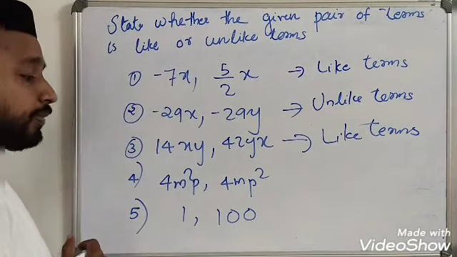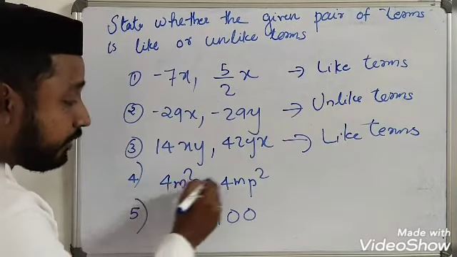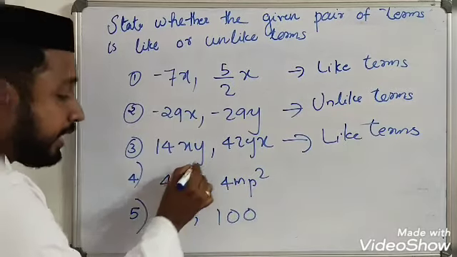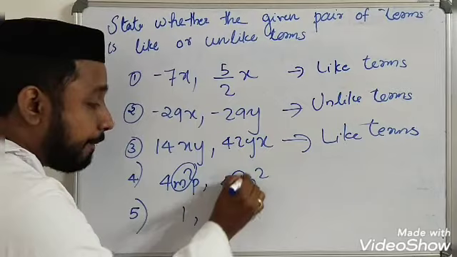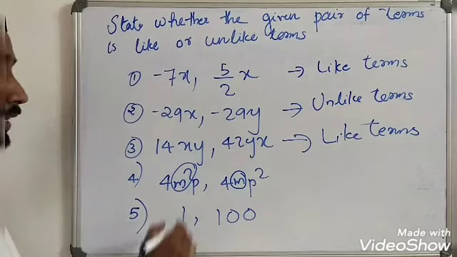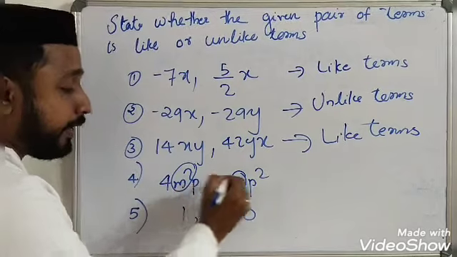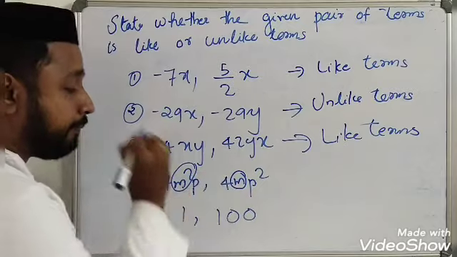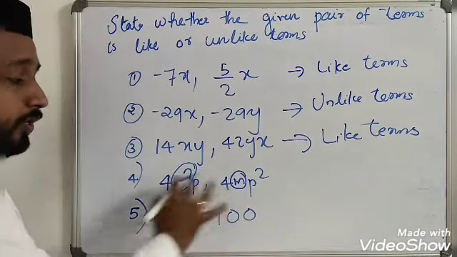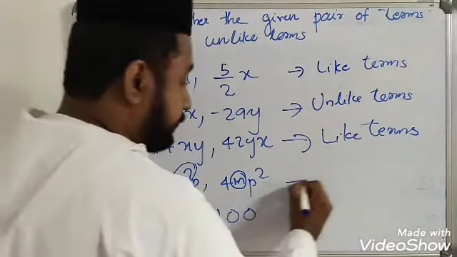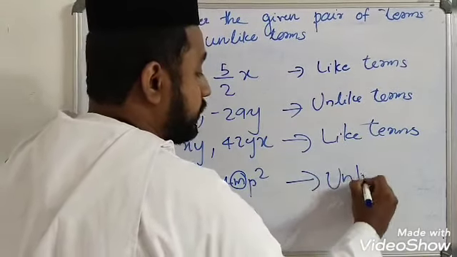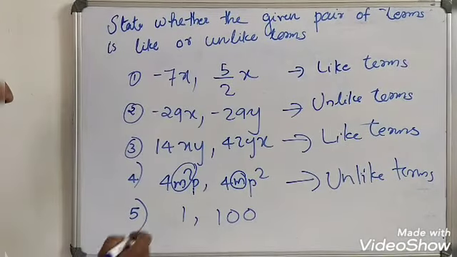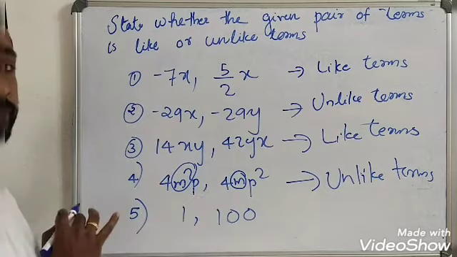Like terms. Then 4m square p and 4m p square. Here 4, no problem. Here m square, here only m. M square and m are different. Here only p, here p square. So the factors are different. Here 2m, here only 1m. Here only 1p, here 2p. So the algebraic factors are different. So these are unlike terms.